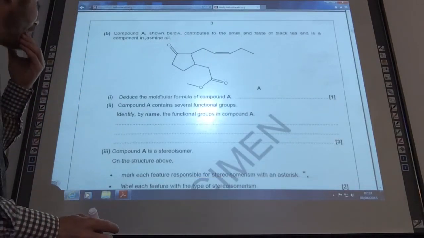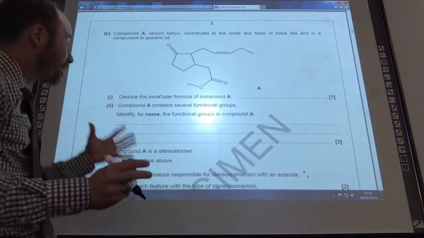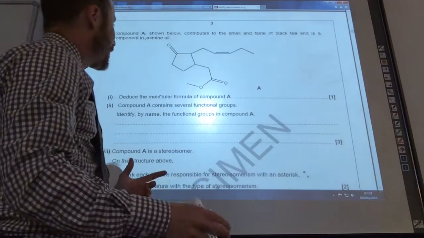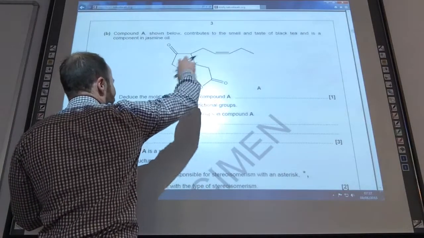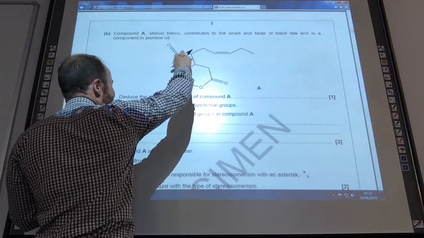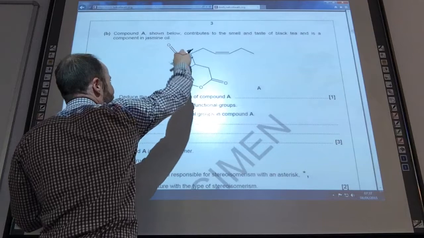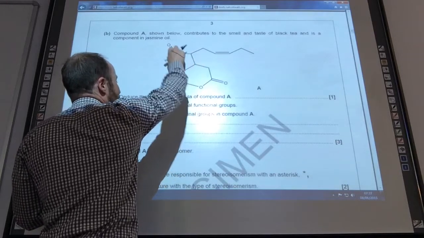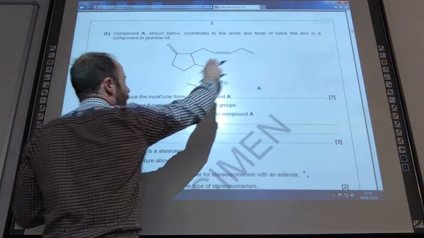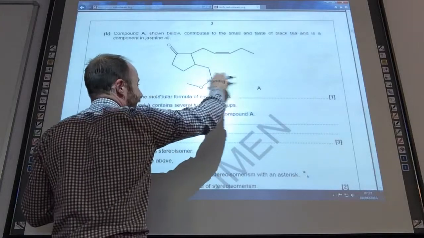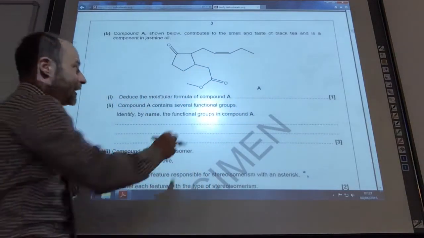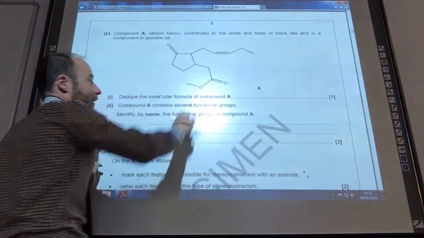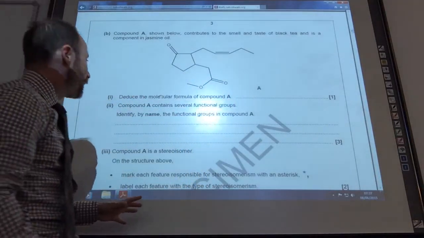Okay, compound A here. This is an interesting compound, but don't let it freak you out. Just think about the functional groups that you've got. You've got a cyclic thing going on here. This is a ketone, isn't it? That's just a ketone there, because you've got carbon there, and C double bond O. This, of course, is an alkene, and this one may freak you out, but that is an ester. C double bond O, O there. So those are your functional groups.